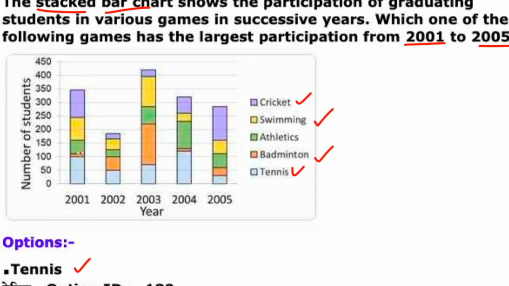Now there is a very small unit for badminton. How will you interpret that? From here to here it is 50, and this is somewhat like one fifth of that, so it is 10. You can consider it as 10. Then look at this particular value, the yellow one. It is in between these two, slightly more than this and slightly less than that.